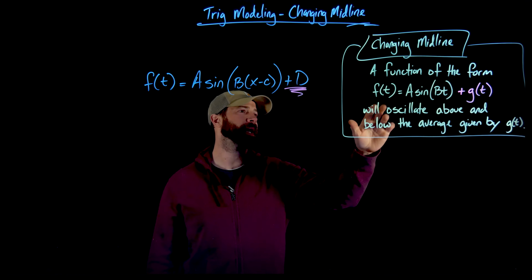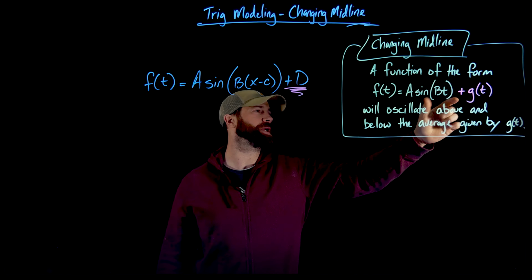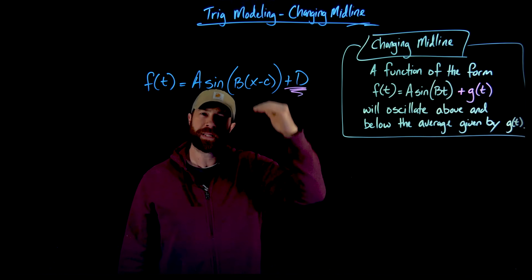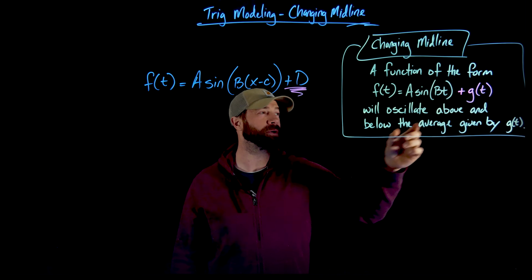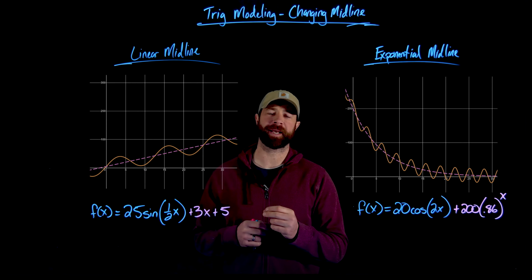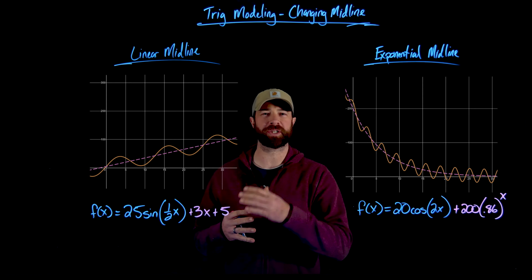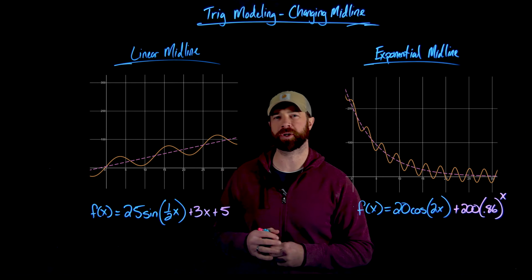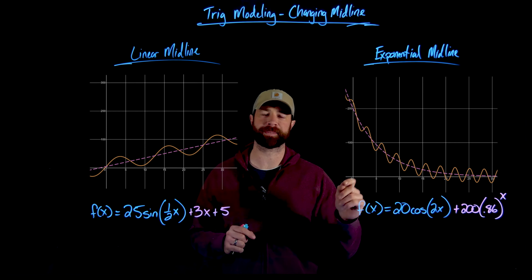So the functions we're looking at are f of t equals a times sine or cosine of bt plus g of t. The important focus here is that we're replacing this vertical shift up or down with an actual function that will create change to the midline or the average over time. Before we see an example of an application of creating a model with a scenario that has a changing midline, let's ground ourselves a bit to give us an idea of the kind of functions we're going to be looking at. Here I have two examples, one of a linear midline and one of an exponential midline.